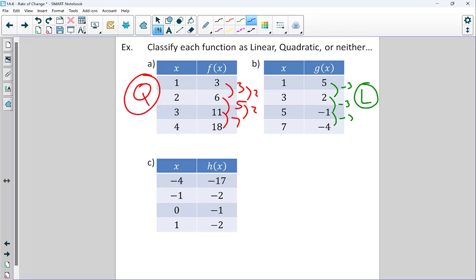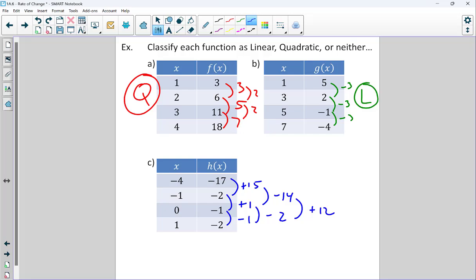I could look at the differences. The problem is I'm going from negative 17 to negative 2, so that's adding 15. From here to here, I'm adding 1. From here to here, I'm subtracting 1. If I look at the next differences, I subtracted 14. Here, I subtracted 2. And then from negative 14 to negative 2, I added 12.